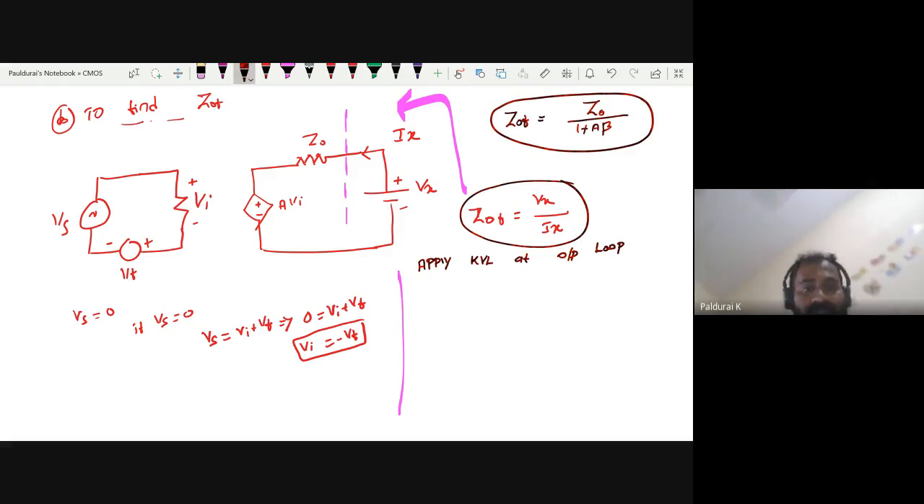Okay. Now apply KVL at output loop. I am applying Vx, that is dropped across Z_O. Here the current is I out. So Z_O times I out, right? This voltage plus minus, and this voltage A times Vi. Okay. Time being take this as Vo. Right? Okay. So I'm looking for the ratio Vo to Io. Okay. So what's the next step?